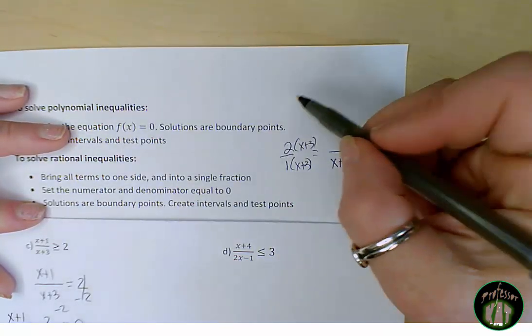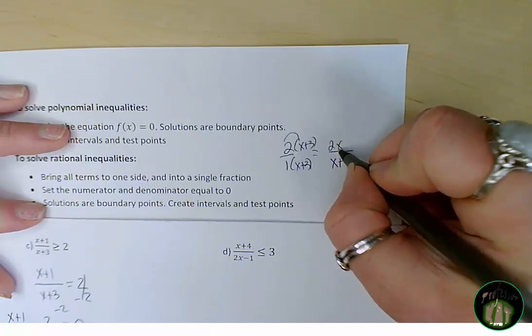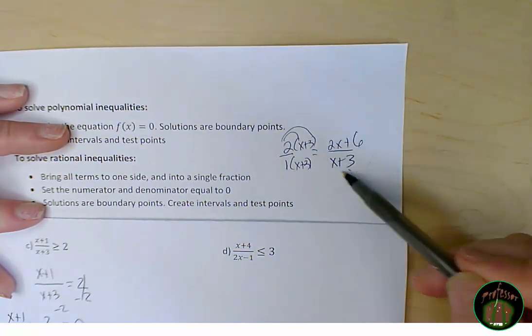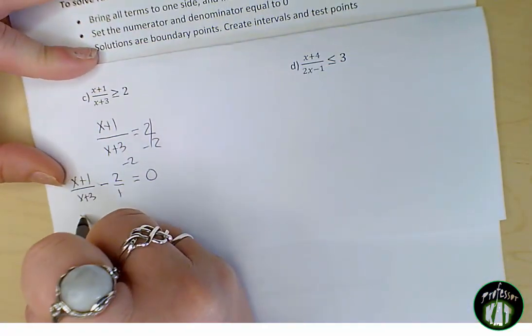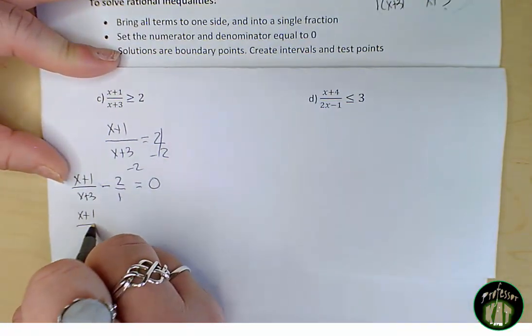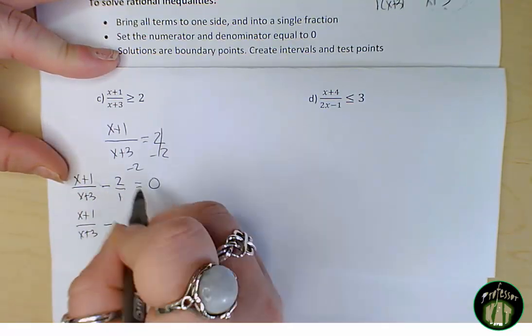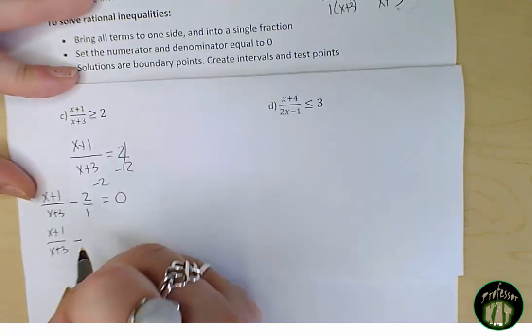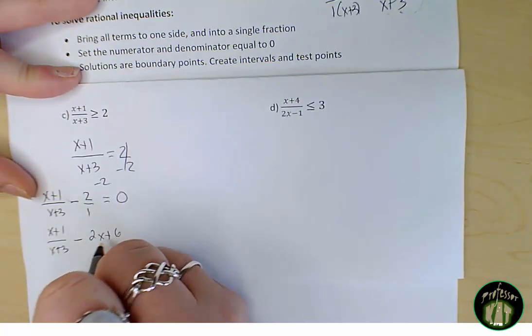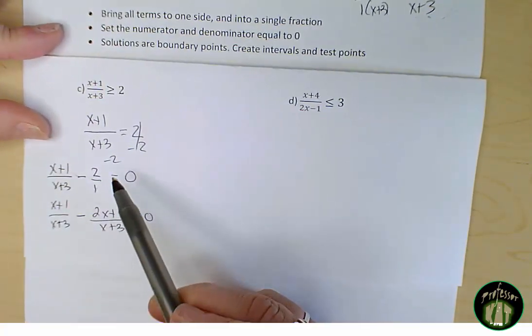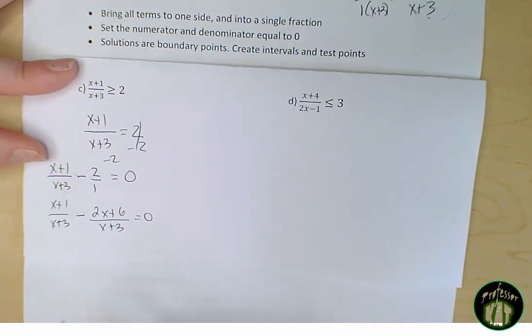Now multiply out the numerator. 2 times x is 2x, plus 2 times 3 is a 6. This is our converted fraction. So back over here in our problem, we're going to drop down to x plus 1 over x plus 3, minus 2 is now equal to 2x plus 6 over x plus 3 is equal to 0. That's what we got when we converted the fraction.